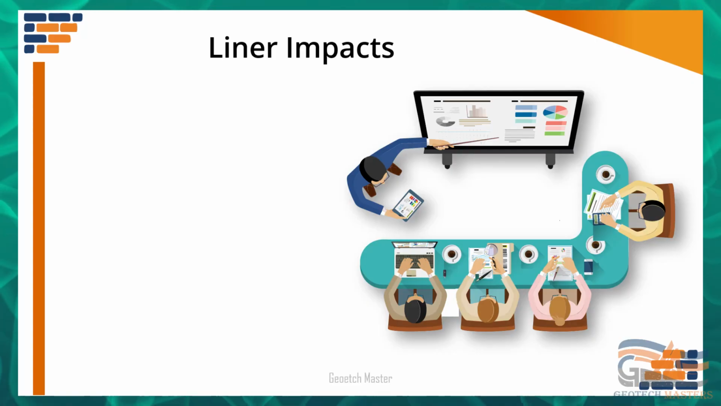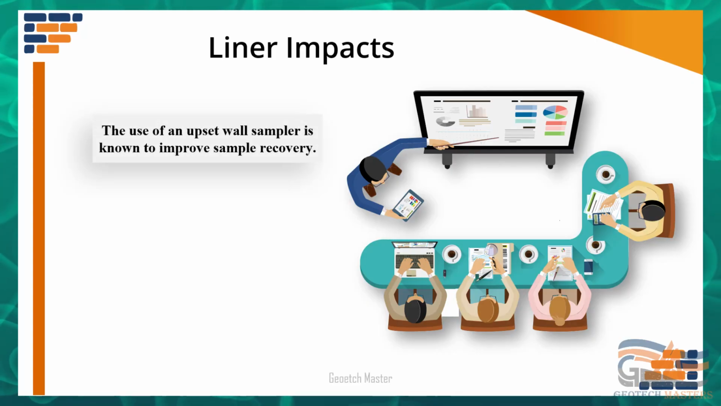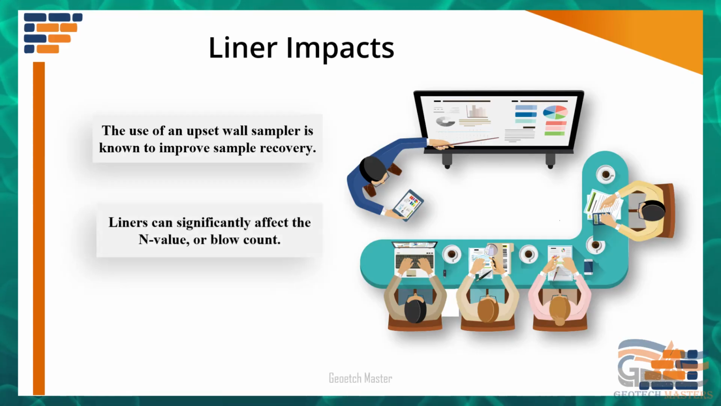Now, why are these liners important? In our previous video we discussed that the use of an upset wall sampler is known to improve sample recovery. This is because it reduces friction on the soil core as it enters the sampler, especially in denser soils. This means you get more of the soil sample for identification and classification purposes. However, here's a critical point for engineers: liners can significantly affect the N value, or blow count.